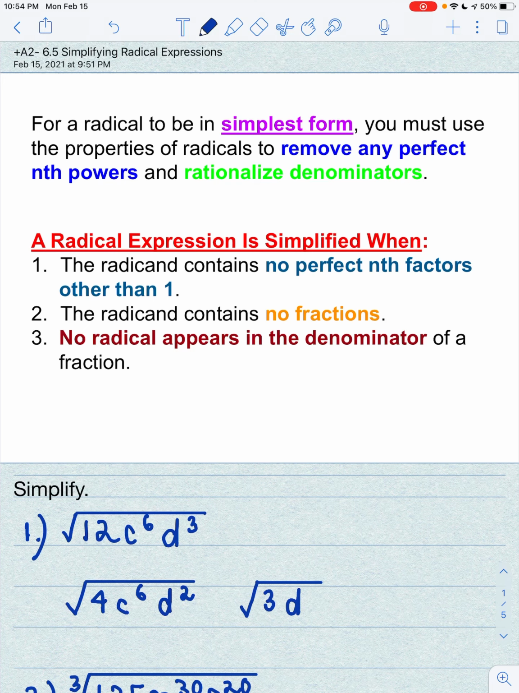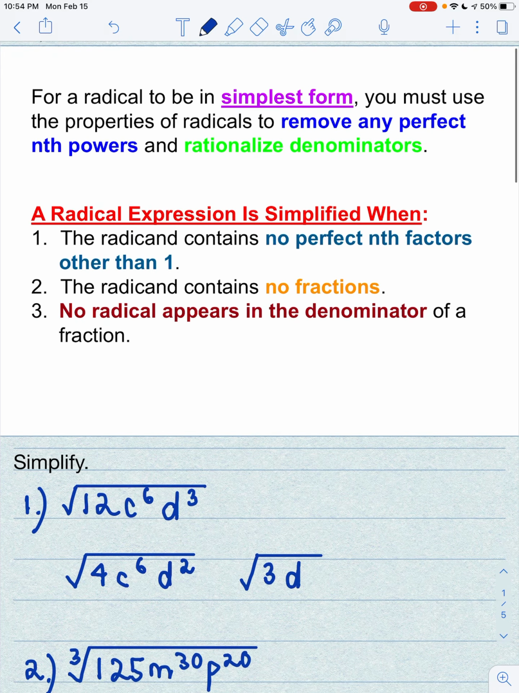Now I've taken all the perfect square factors and grouped them as a product under the first radical, and I can take the square root. The square root of 4 is 2. The square root of c to the 6th, 6 divided by 2 is 3. For the square root of d squared, 2 divided by 2 is 1, so that'd be just d. And then we have the square root of 3d left over.